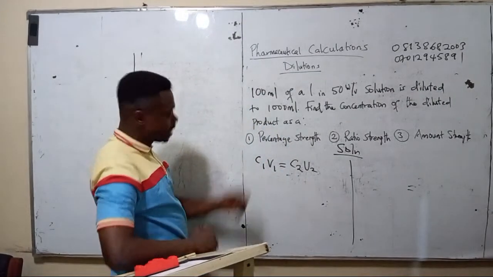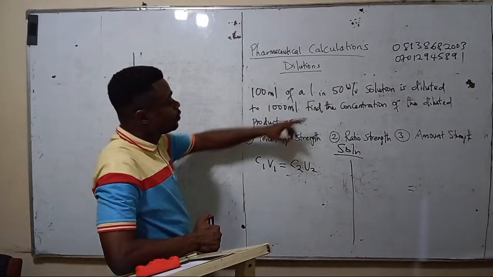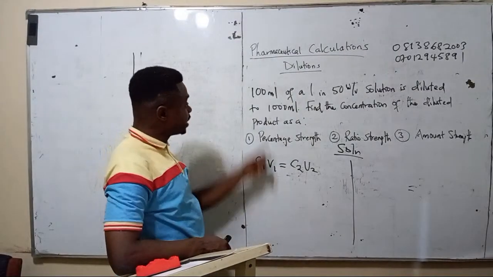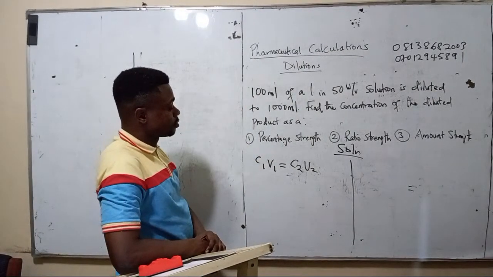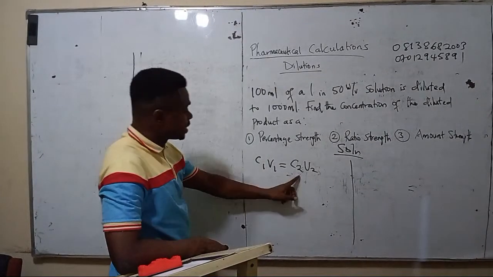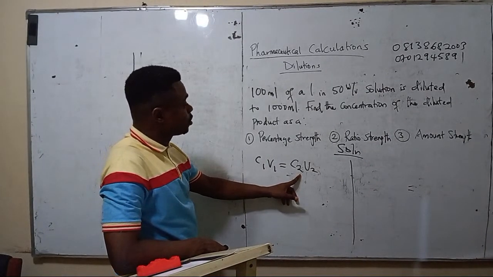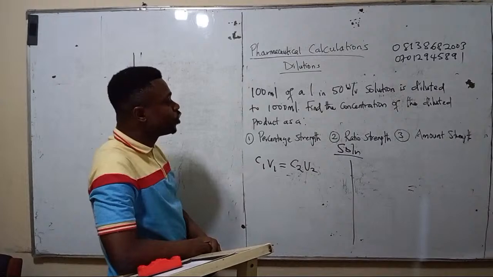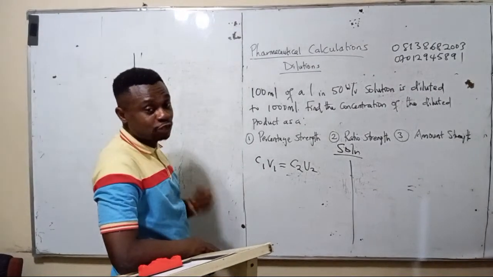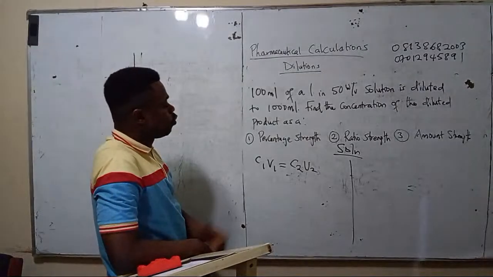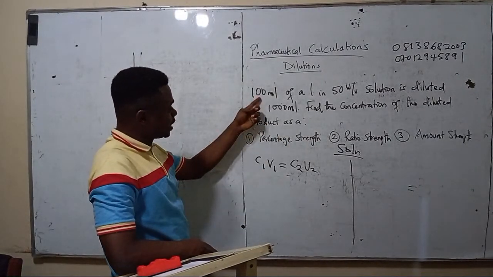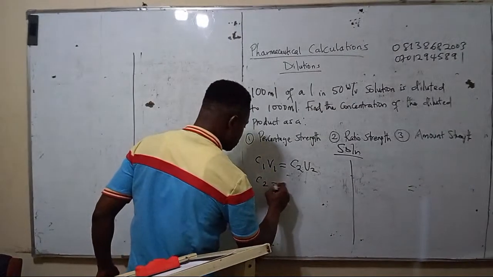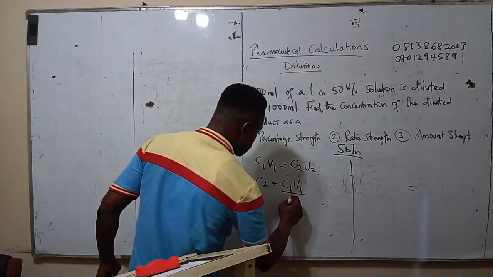So here, C1 is the concentration of the stock solution, while V1 is the volume of the stock solution. Then C2 is the concentration of the diluted solution, while V2 is the volume of the diluted solution. That's the volume it was diluted to. We know C1, V1, and V2, but we don't know C2. So we're looking for C2. C2 is equal to C1 V1 over V2.